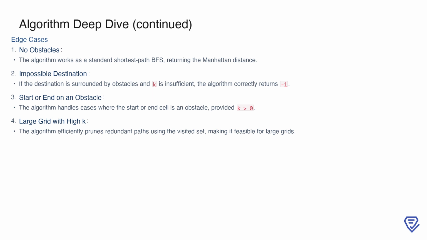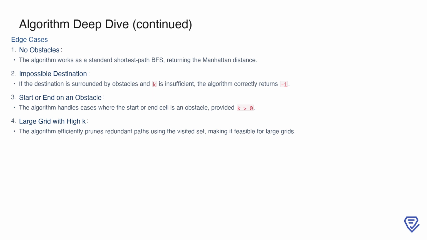When applying this algorithm, it's important to consider edge cases. For example, if there are no obstacles in the grid, the algorithm behaves like a standard BFS and returns the Manhattan distance between the start and end points. If the destination is surrounded by obstacles and k is insufficient to clear a path, the algorithm will correctly return -1. Additionally, the algorithm can handle cases where the start or end cell is an obstacle, as long as k is greater than 0. Finally, for large grids with high values of k, the visited set ensures that redundant paths are pruned efficiently, maintaining the algorithm's feasibility even in complex scenarios. By accounting for these edge cases and leveraging the strengths of BFS, we can reliably solve the problem across a wide range of inputs.